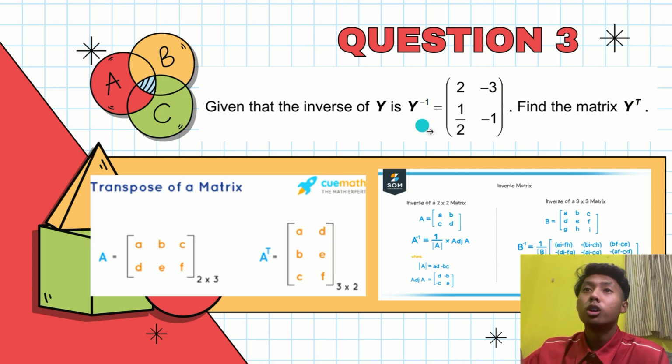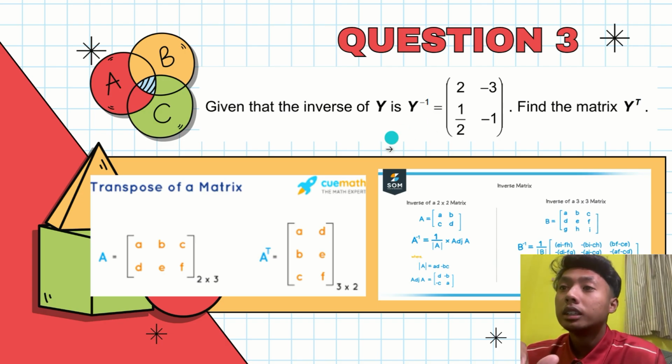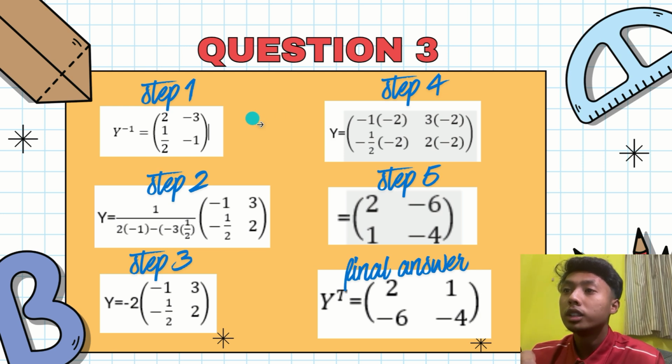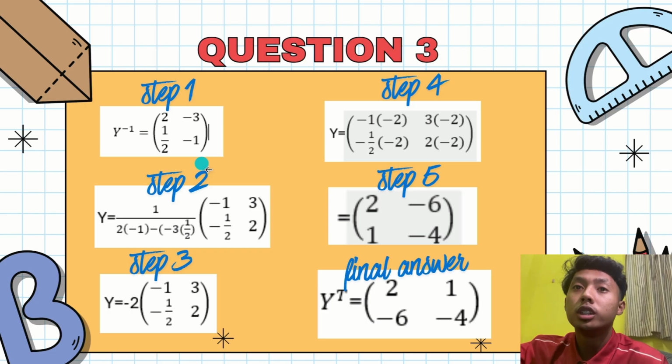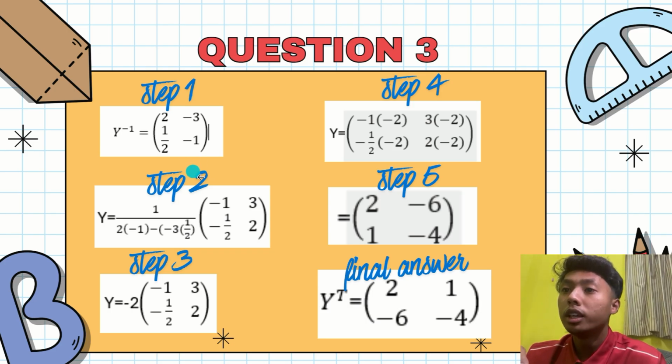Okay, now go to the steps. Step 1, write the given inverse matrix. The given inverse matrix Y inverse is 2 in the first row, first column, -3 in the first row, second column, 1/2 in the second row, first column, and -1 in the second row, second column. Okay, now go to step 2. Step 2, find the determinant of Y inverse. To find matrix Y, we first calculate the determinant of Y inverse.